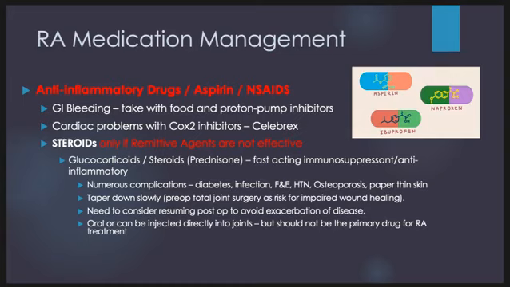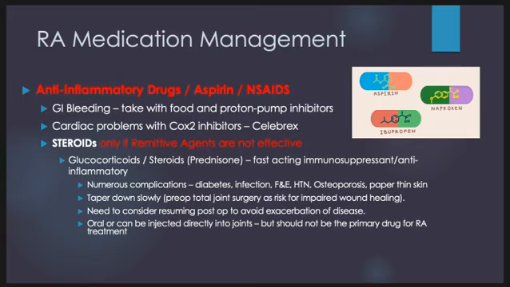Anti-inflammatory meds like aspirin and NSAIDs will be used first. Aspirin helps decrease inflammation, and NSAIDs help decrease inflammation but also decrease pain. We want to be careful when using these medications because they do increase the risk for GI bleeds.